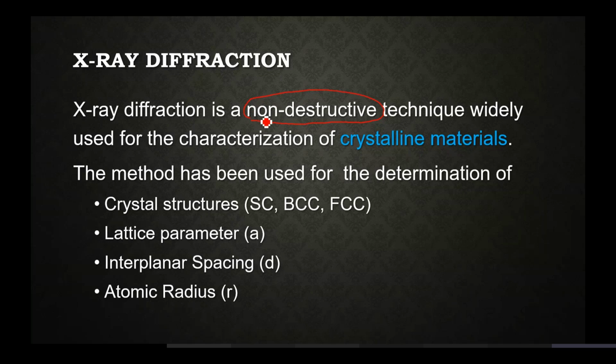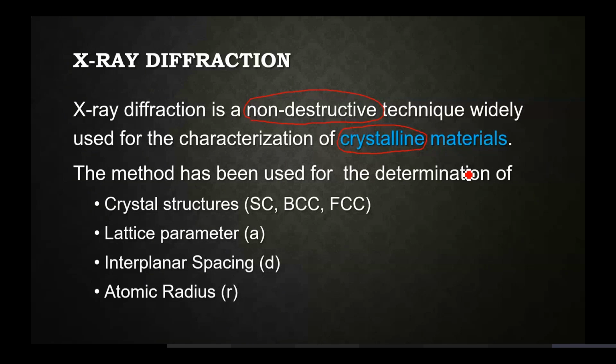Can you guys hear me? Yes, sir. Right. It's a non-destructive technique. That means it's a technique where material is not destroyed. You can use the material once the test has been performed. So X-ray diffraction is a non-destructive technique widely used for characterization of crystalline materials.